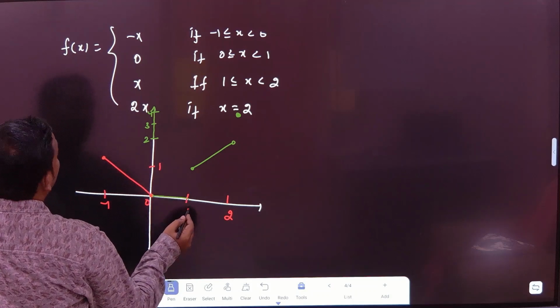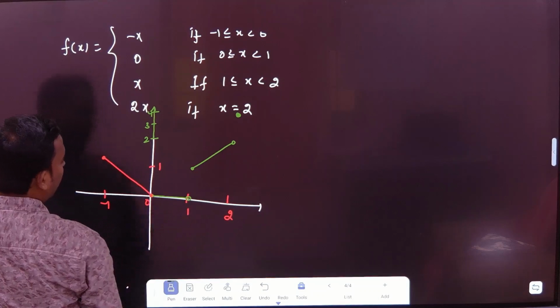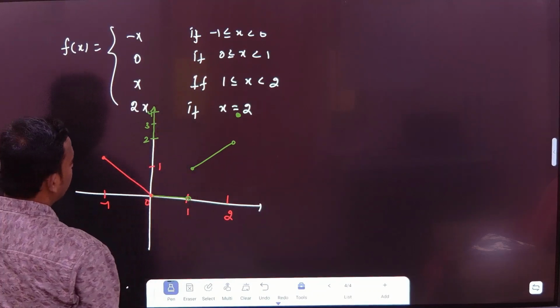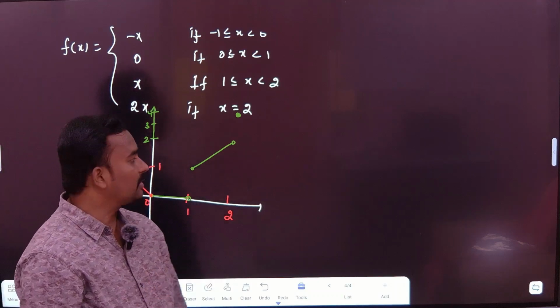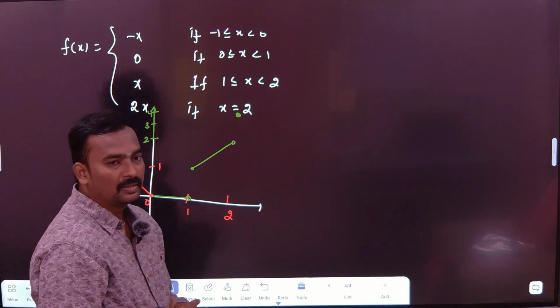If you put 1 here, in the second interval you can see 1 is not included, right? 1 is not included. If 1 were included, it would jump over to 1. Understood? This is the exact graph of the x times greatest integer function. Clear? Okay, I hope everyone understood.